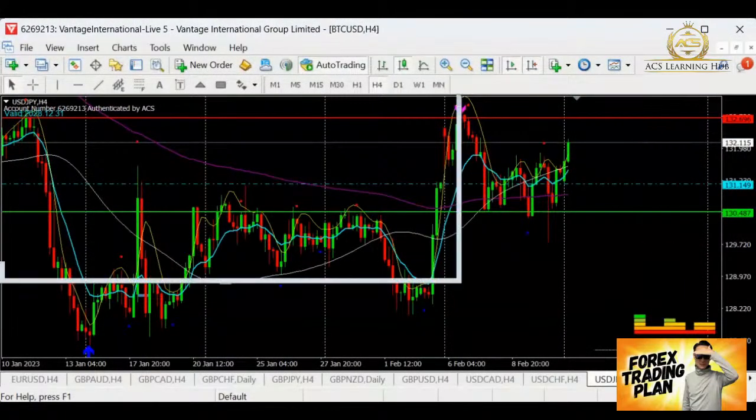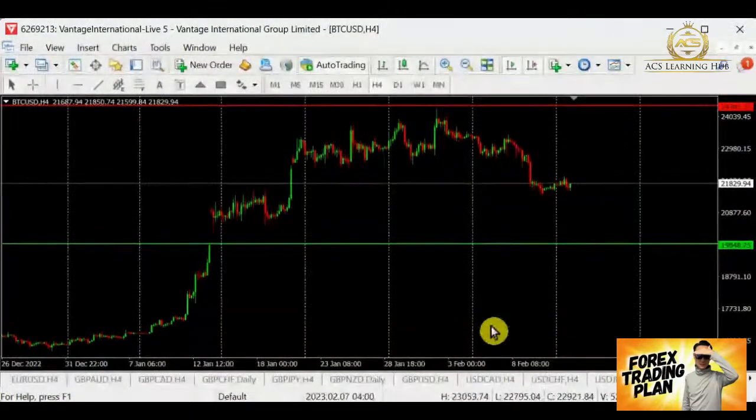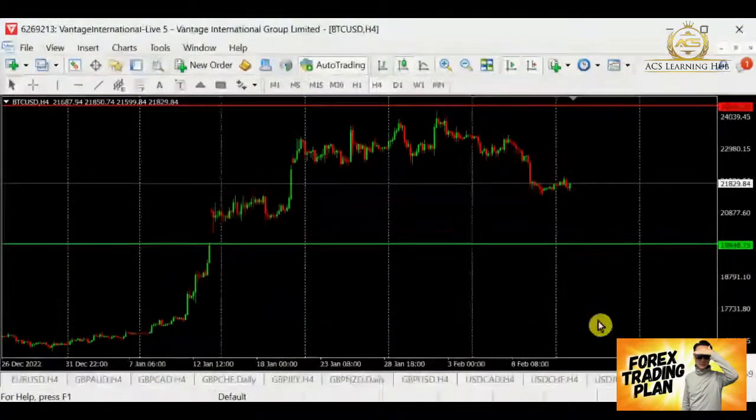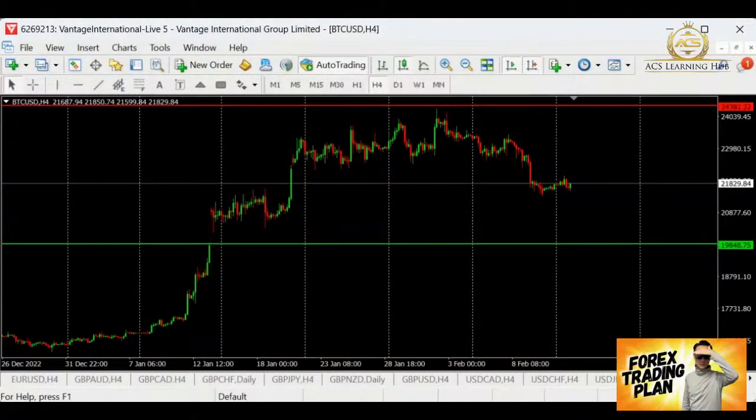Bitcoin. Today we are looking into 21.8. So it has dropped constantly for last week. I'm still looking for a selling now. I'm still waiting for the Bitcoin to go lower so that I can actually go for a lower price maybe.